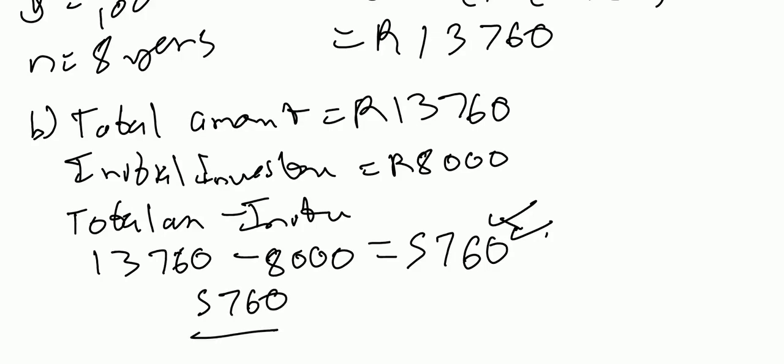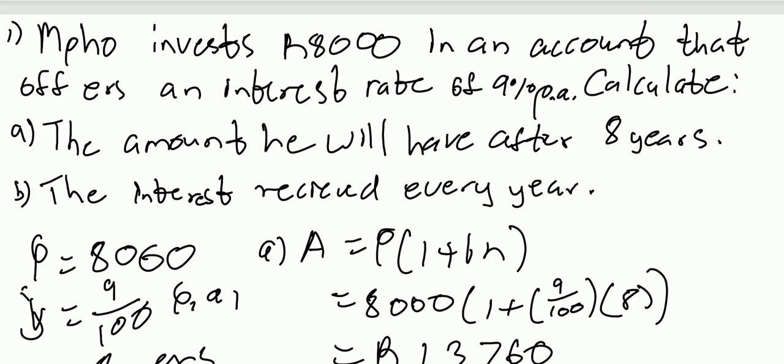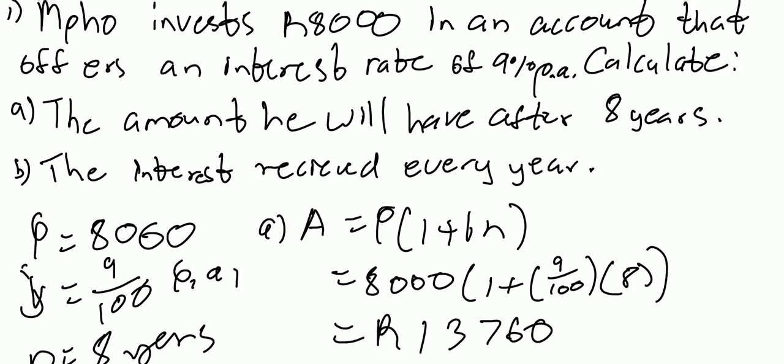We are going to say 5,760 divided by how many years? It was 8 years. That means you are dividing by 8. Then we are going to get our answer. 5,760 divided by 8 is 720. That means Mpho was earning an interest of 720 per year on his investment. The interest received every year was 720. That is your final answer for number B.